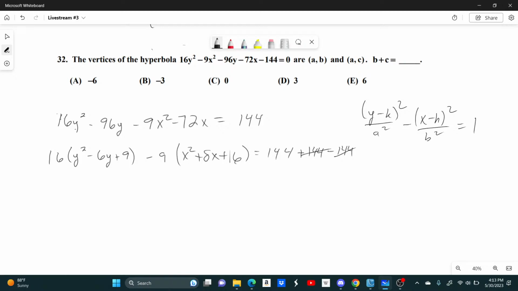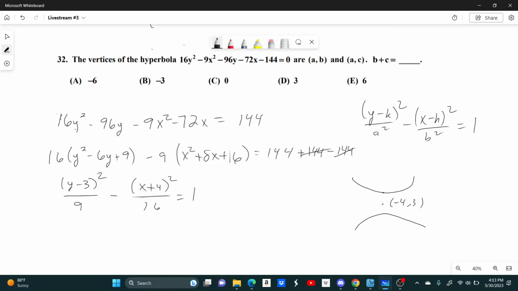And then I want 1 on the right hand side to get my standard form, so I'll divide everything by 144. This gives y minus 3 squared over 9, and then x plus 4 squared over 16, and this equals 1. So this h, k is the center of my hyperbola. Since it's a y squared and a minus x squared, it's going to look something like this. My center is at negative 4, 3.